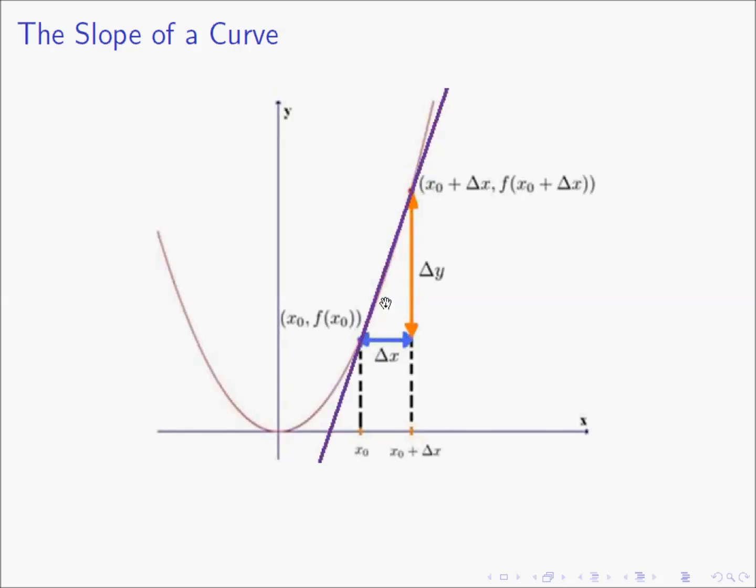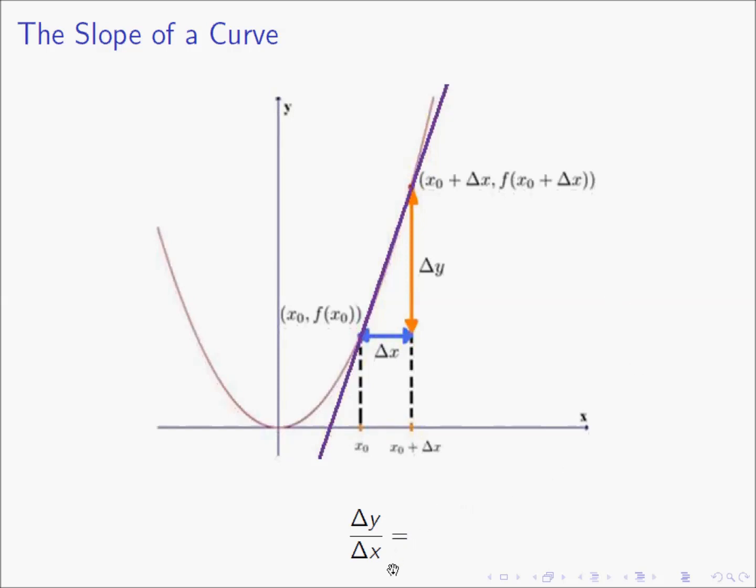And now we take the line that intersects the graph at these 2 points. We call this line the secant line. If we take delta y over delta x, this is how we define the slope of a line. Delta y over delta x is the slope of the secant line, the purple line here. And in this case, we can calculate delta y as f of x0 plus delta x, that is this height, minus this height, that is f of x0. So this is the slope of the secant line.